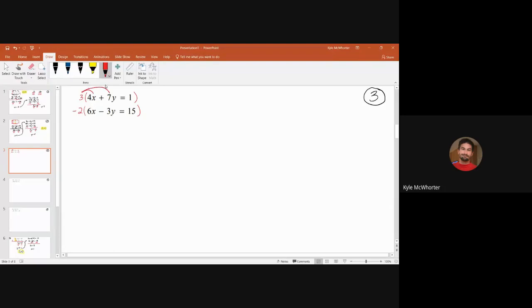So we're going to distribute the 3 to everything. And we're going to distribute the negative 2 to everything in that equation. So 3 times 4x is 12x. 3 times 7y, that's plus 21y. And 3 times 1 is 3. Down here, negative 2 times 6x, that's negative 12x. Negative 2 times negative 3y, that's positive 6y. And negative 2 times 15 is negative 30.